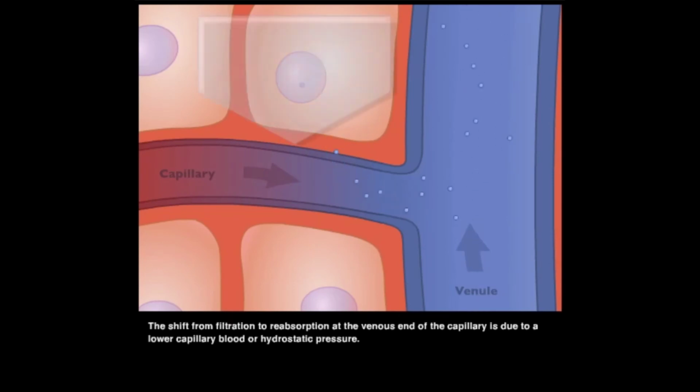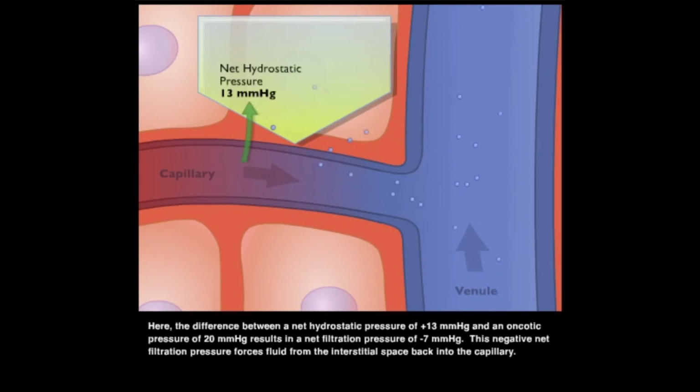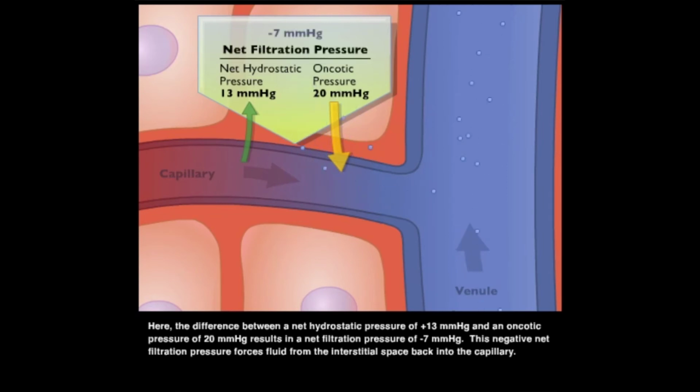The shift from filtration to reabsorption at the venous end of the capillary is due to a lower capillary blood or hydrostatic pressure. Here, the difference between a net hydrostatic pressure of 13 mm Hg and an oncotic pressure of 20 mm Hg results in a net filtration pressure of negative 7 mm Hg. This negative net filtration pressure forces fluid from the interstitial space back into the capillary.